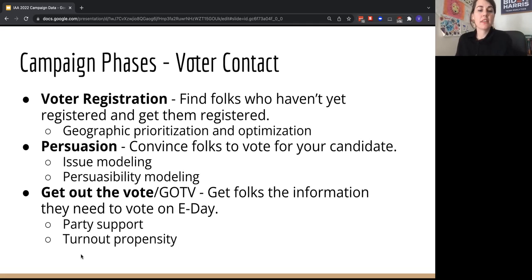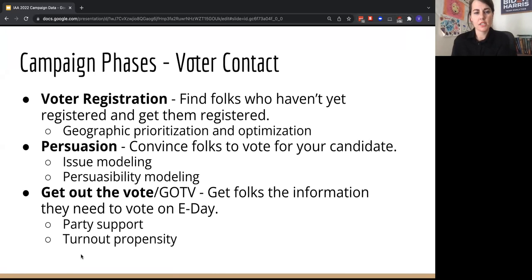Some tools we can use there is issue modeling. So folks are likely to be persuaded by different topics. There are topics that are really, really near and dear to your heart. And if we have tools to identify what those topics are, that really helps our volunteers initiate conversation with you. If I know that you really care about issue A, I want my volunteer to be positioned to start a conversation with you about that, but for them also to be prepared for that conversation and have their talking points in order so that they can meaningfully engage with you.